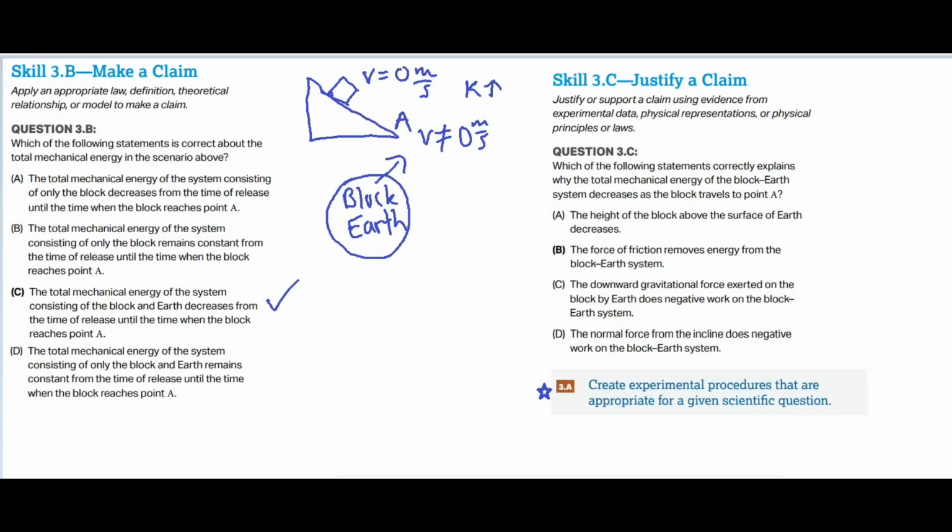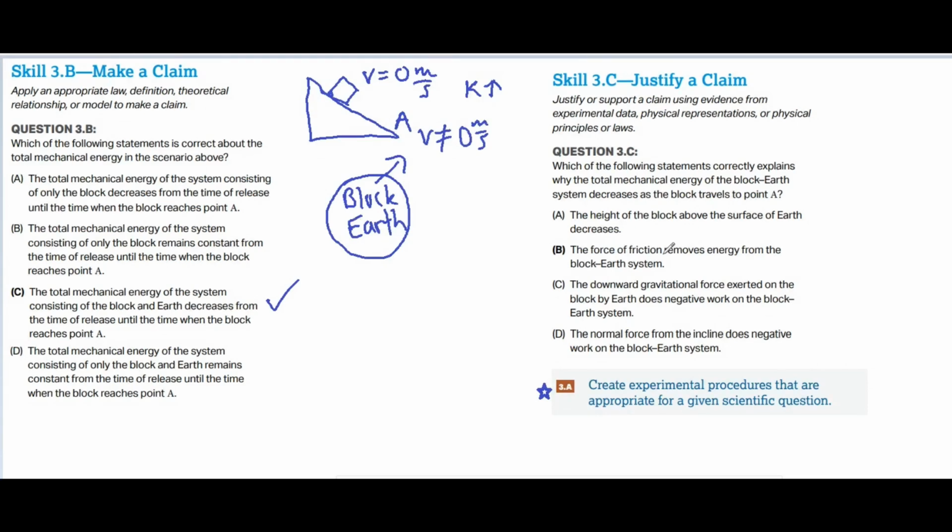All right, let's take a look at 3C. Which of the following statements correctly explains why the total mechanical energy of the block Earth system decreases as the block travels to point A? So as I mentioned earlier, it has to do with the force of friction and the gain in thermal energy based on that irregularity from the ramp and the block. So A, the height of the block above the surface of the Earth decreases. So the change in height doesn't really matter because that's mostly just getting converted into kinetic energy.